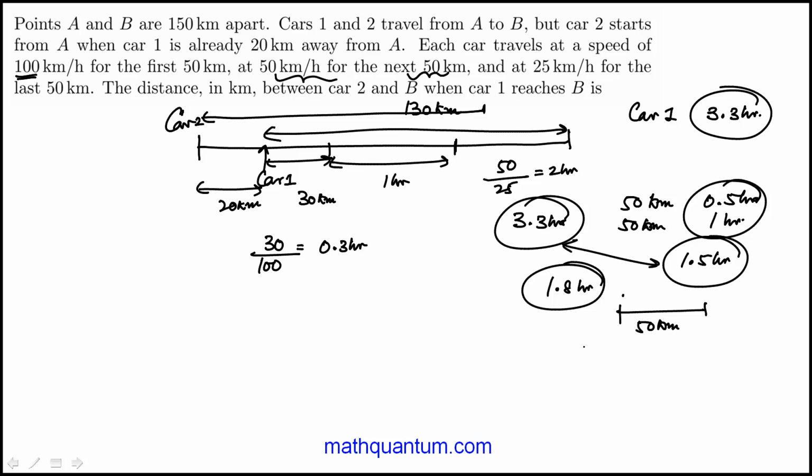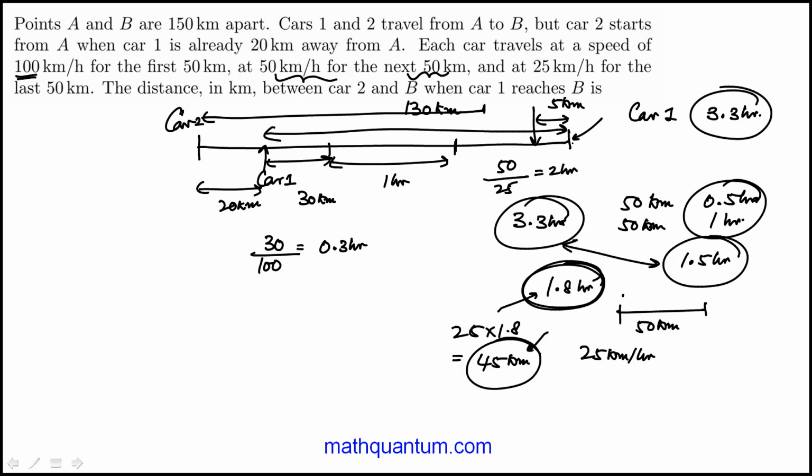And because it's driving at 25 kilometers per hour, I can figure out how much distance it would travel in that time. So if you multiply that by 25, you would get 45 kilometers. So for that third leg, it's only able to travel 45 kilometers, which means it would be 5 kilometers from the end. And at that same point, car 1 had just reached the end or point B here.